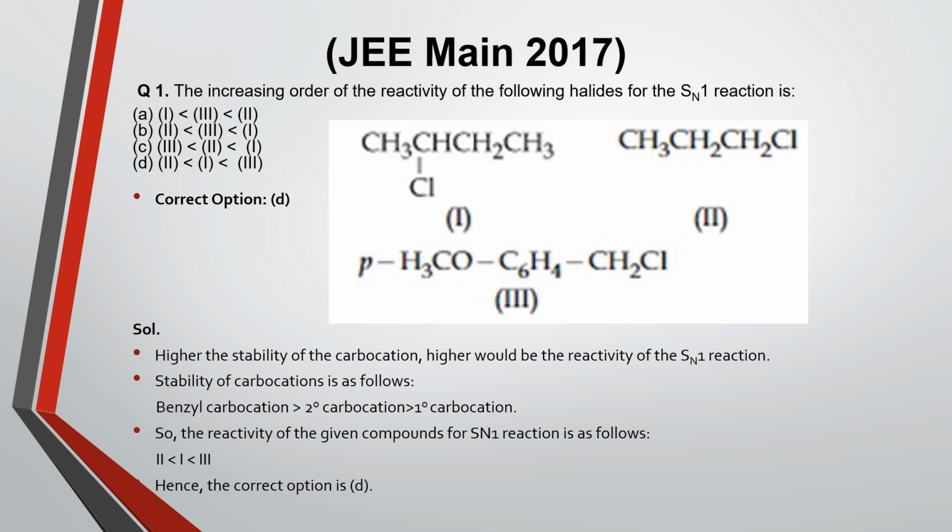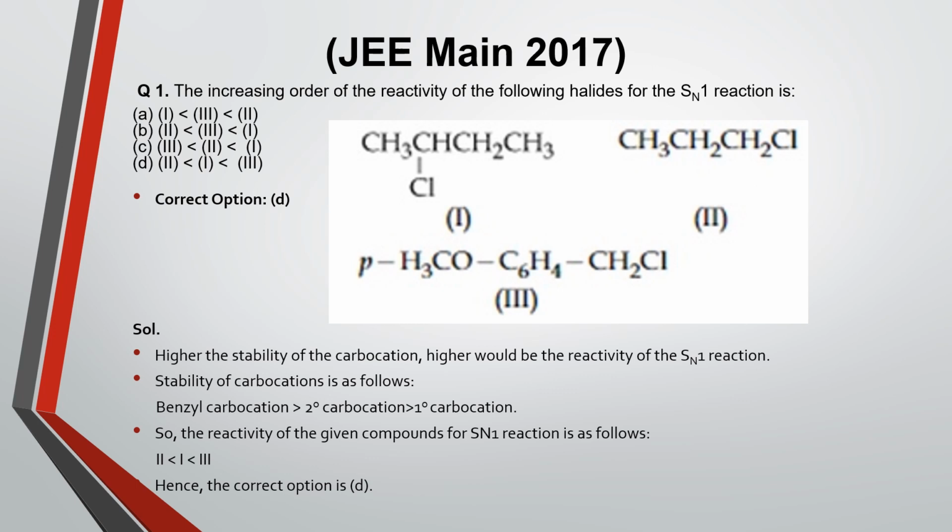And the stability, we have seen that in an SN1 reaction, the reactivity of an alkyl halide depends upon the stability of the carbocation intermediate. So here the order of stability of carbocation intermediate is: benzyl carbocation is more stable as compared to secondary carbocation, and secondary carbocation is more stable as compared to primary carbocation.